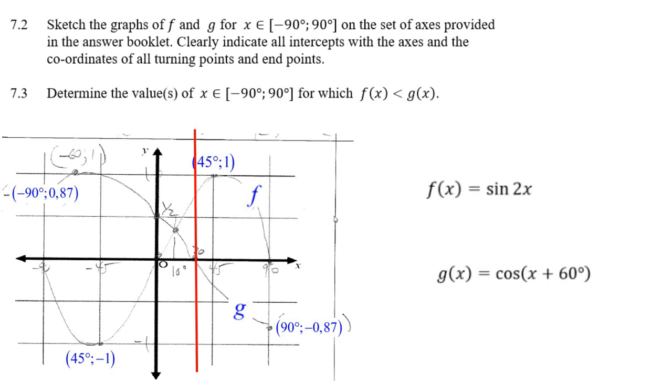Now the last question. The last question is saying to determine the values where f of x is less than or equal to g of x. Well, on the other page, we just figured out where they equaled each other. Right here at 10 degrees. So it's between 10 degrees and minus 90 degrees that f, you see here is f, is below g in this region.